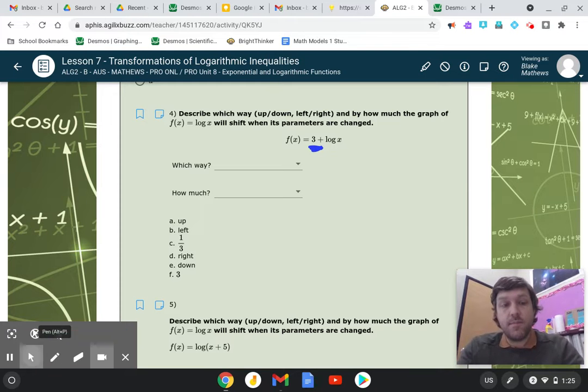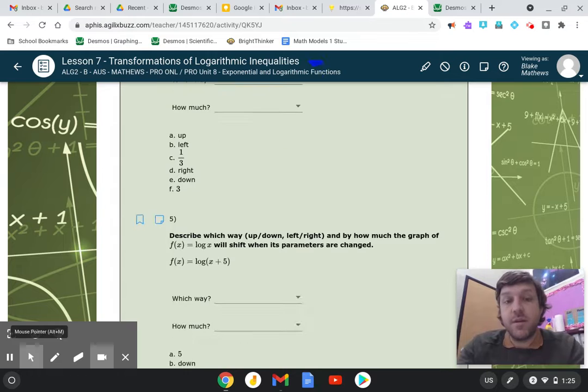I'm going to put a link in the video description to when we discussed this in a previous lesson, but all of the rules are the same. So this function for number 4, for instance, is being shifted up 3 because it has a 3 added to it on the outside of the x.